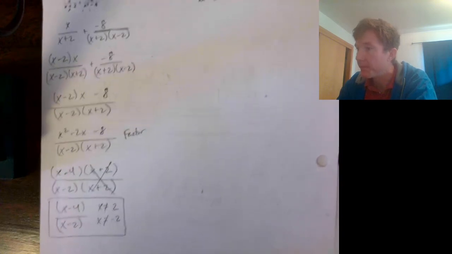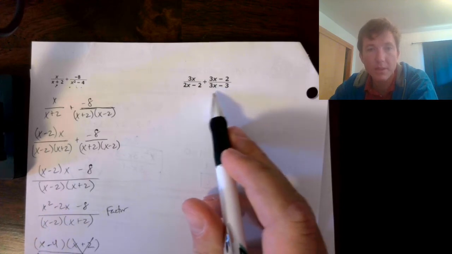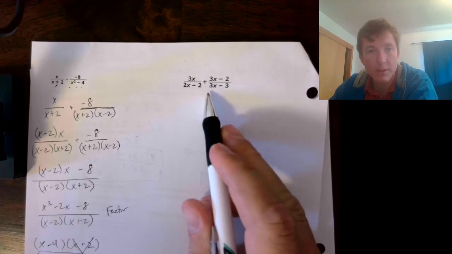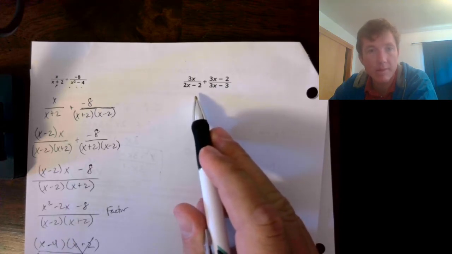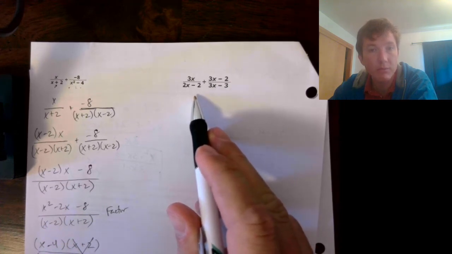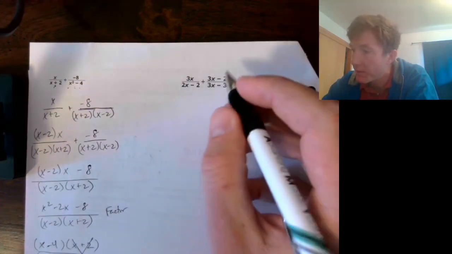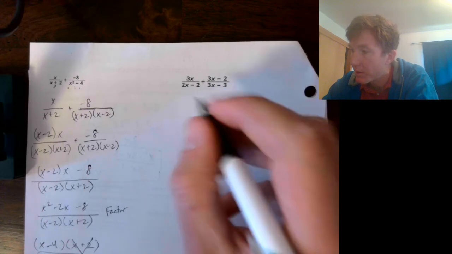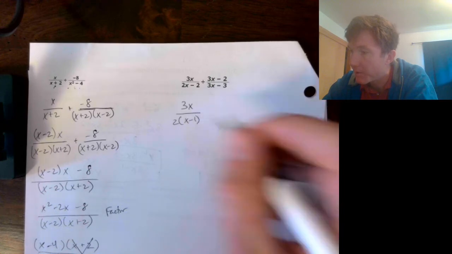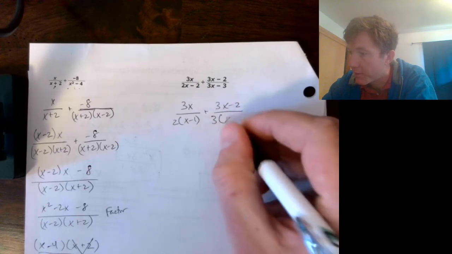Alright, let's try the next one. So we have 3x over 2x minus 2 plus 3x minus 2 over 3x minus 3. So I noticed that I can factor out 2 and 3. Let's try that. So I'm going to take out 2 here. This will be x minus 1 plus 3x minus 2 over 3 times x minus 1.